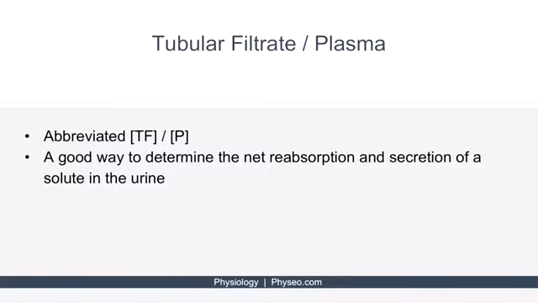So let's get started. Let's first talk about the tubular filtrate concentration over plasma concentration. This provides a ratio that is abbreviated TF divided by P. Of course, those brackets indicate that concentration of solute is being evaluated, not the amount of solute. This is an important distinction, as you will see. So let's discuss the tubular fluid to plasma concentration ratio by drawing it out.